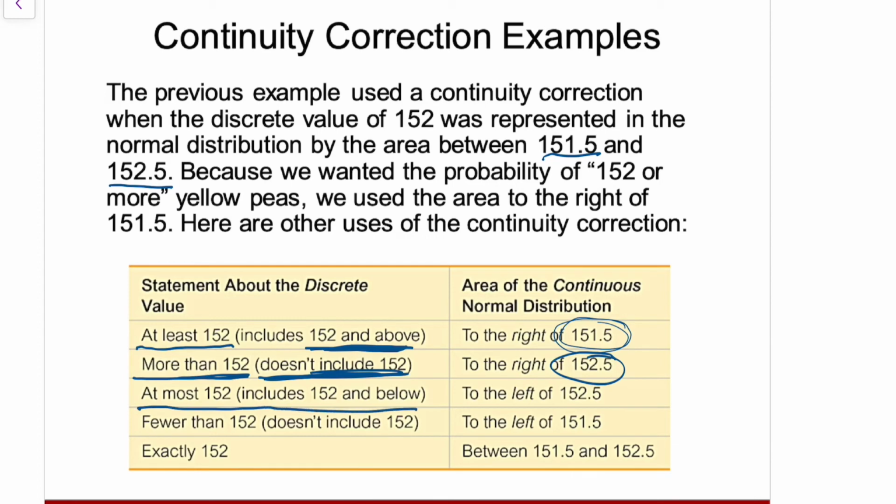And we can see the other examples kind of flip. If I want at most 152 successes, that is 152 or smaller. That is an area to the left. And the data point that includes the value of 152 with an area to the left is going to be the 152.5. And if I want fewer than, that does not include 152. So I want to use the data point here that does not count 152 to the left, and that would be 151.5.